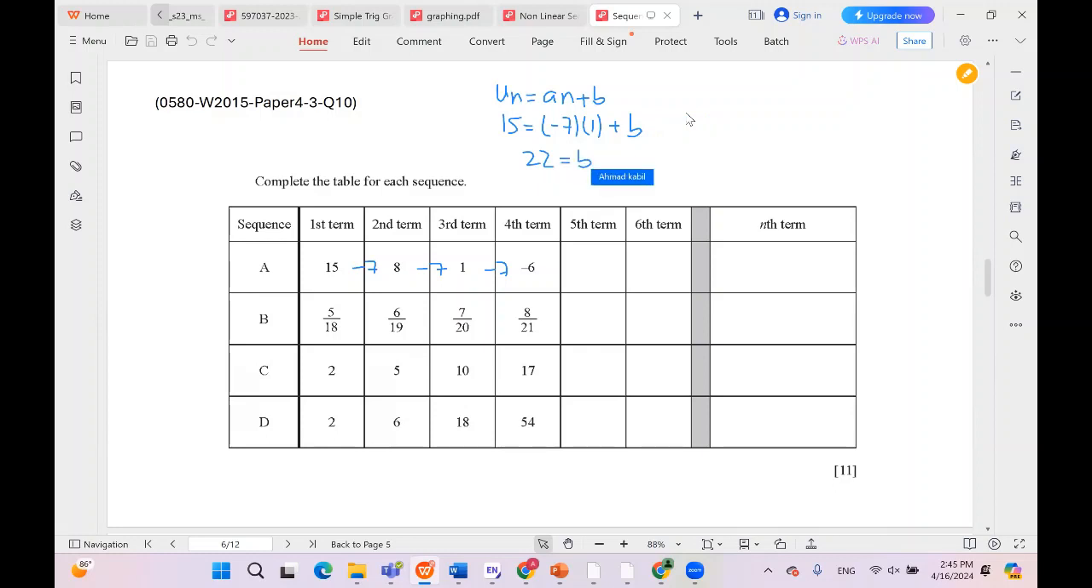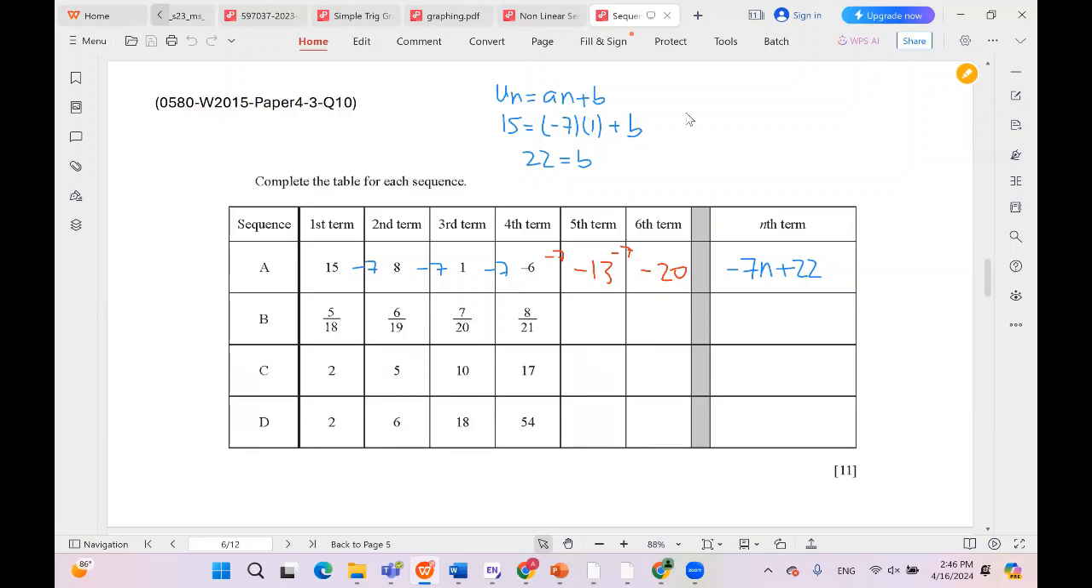So therefore, the nth term is going to be -7n plus 22. You can get the 5th term and 6th term either by plugging 5 and 6 into n. This would work, or you can just do -7 twice. So here, if you have -7, we get -13. -7 again, we get -20. So if you plug n equals 5, you will get -13. If you plug n equals 6, you're going to get -20 as well.